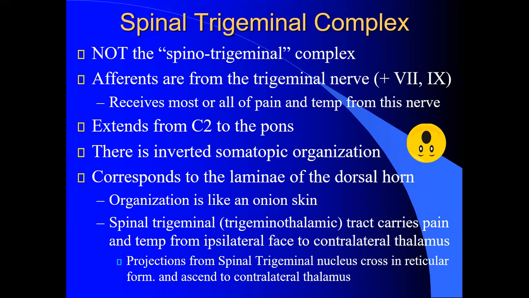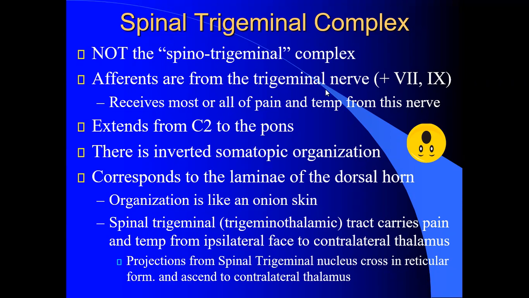All right, let's talk about the spinal trigeminal complex. And let's get rid of the idea that this is the spinal trigeminal tract or anything like that. It's not. This is not an upward extension from the spine. This is actually a downward extension from the trigeminal nerve and its nuclei. All right. The afferents that are going to the spinal trigeminal complex, it's a trigeminal complex is what it is, and it happens to be in the spine. Okay, that's the way to think about that.